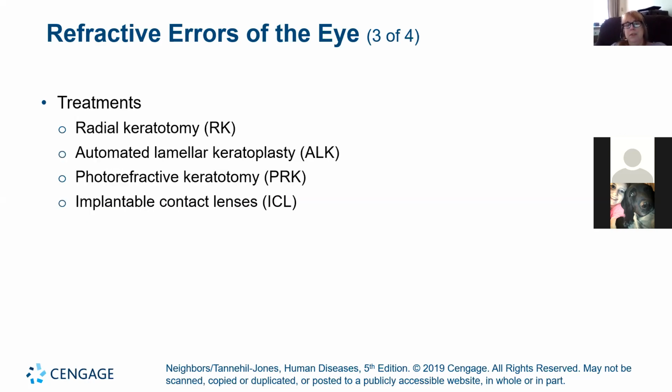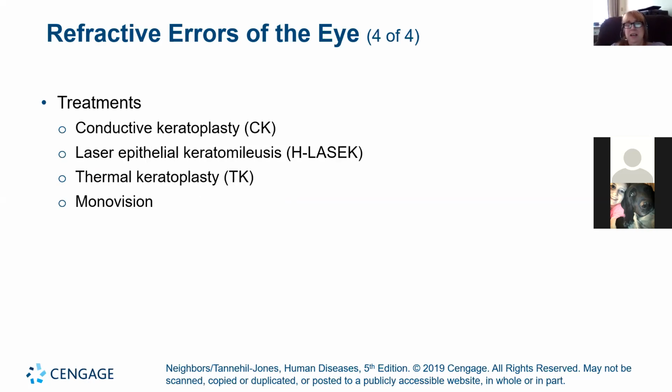There are different surgical treatments that we can use for refractive errors of the eye. There's radial keratotomy, lamellar keratoplasty, photorefractive keratectomy. There are implantable contact lenses, which does not sound good to me, but if somebody doesn't want glasses, these are all things they can do to try and correct the eye problems. Again, there's conductive keratoplasty, the LASIK procedure, thermal keratoplasty, and monovision. These are all different types of surgical procedures you can do if you choose not to wear glasses.